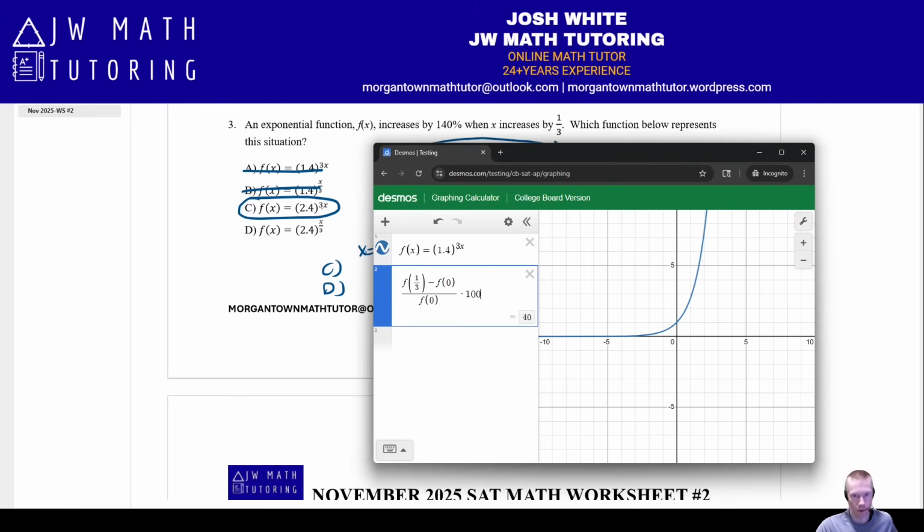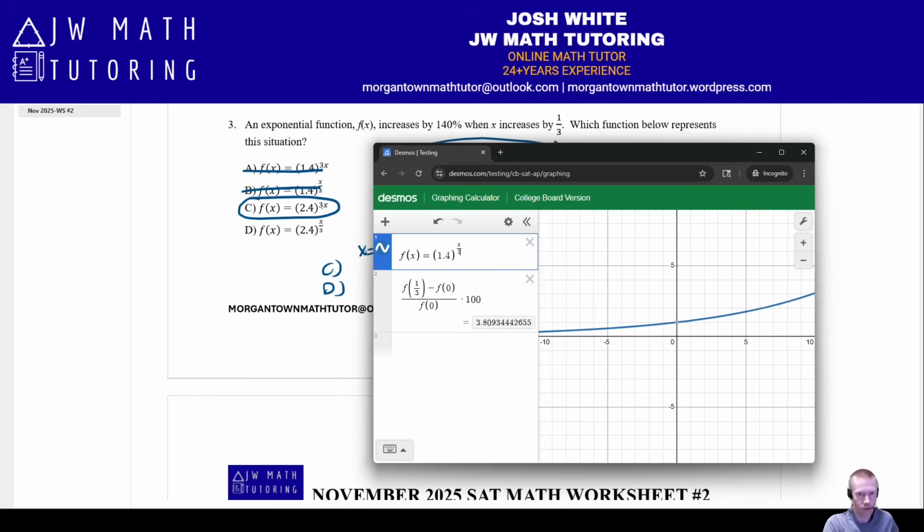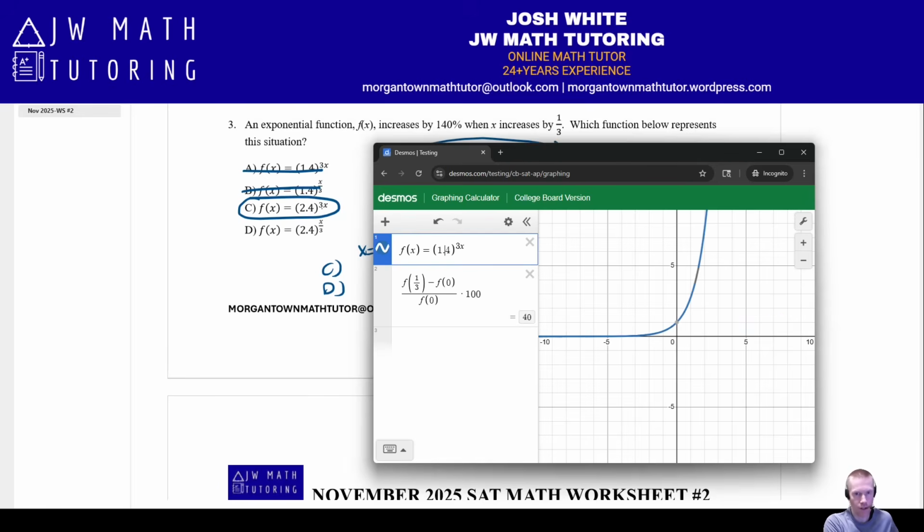Notice this comes out to 40, meaning this function represents a 40% increase. Okay, so that's obviously wrong. Now, B is also going to be wrong, but if you wanted to check it to be sure, just edit this here. Okay, not 140% increase. All right, so let's go back now and let's check C. Yes, notice that this comes out to a 140% increase when x is increased by 1/3. Therefore, that confirms C is the correct answer.